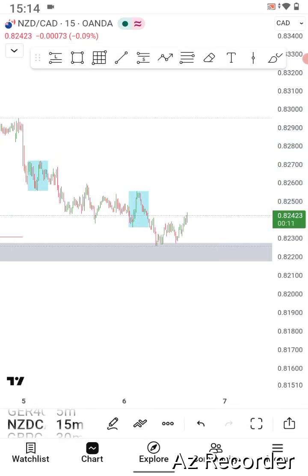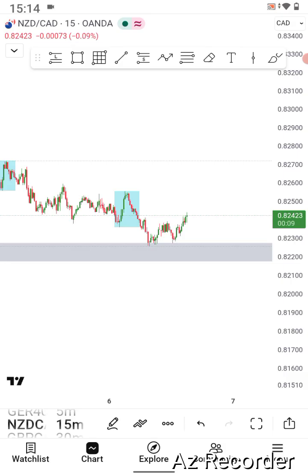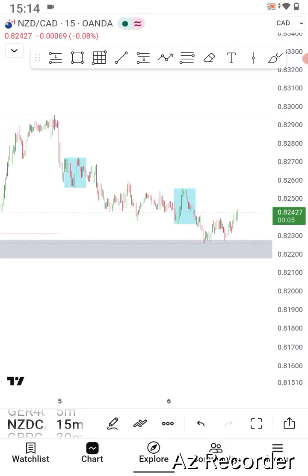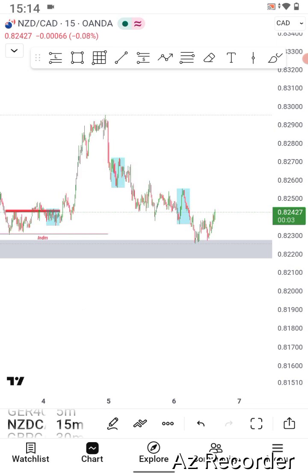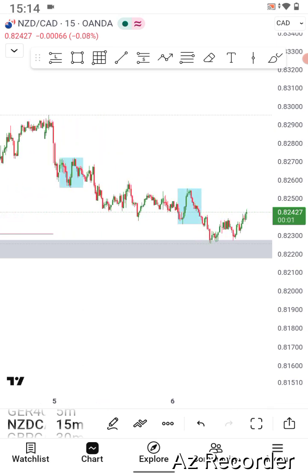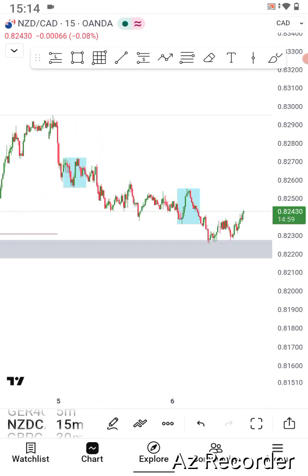So I'm using a confirmation entry. Fortunately enough for me, the market has not gone too far, so let's see if I get tagged in. Let's see if I get tagged in.